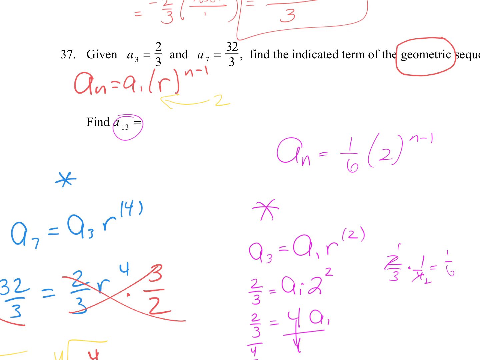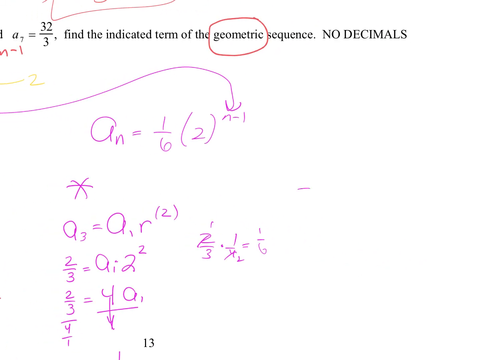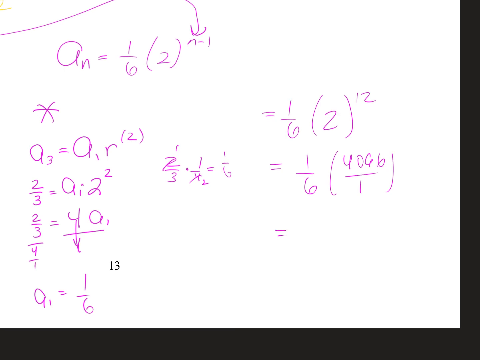How do I figure out what the 13th term is? I'm going to plug it in right there. So I'm going to say, okay, I have 1/6 times 2 to the 12th power. Where did I get 12 from? 13 minus 1. Okay, so now we simplify. It still says no decimals, so I have 1 over 6. What is 2 to the 12th power? 4096. Okay, over 1. So this becomes 4096 over 6.